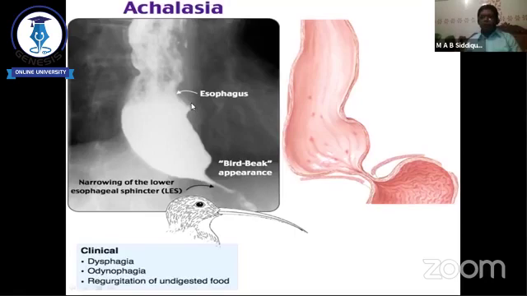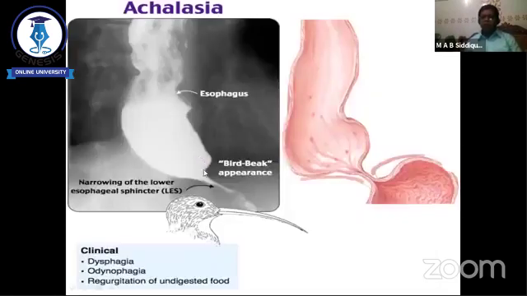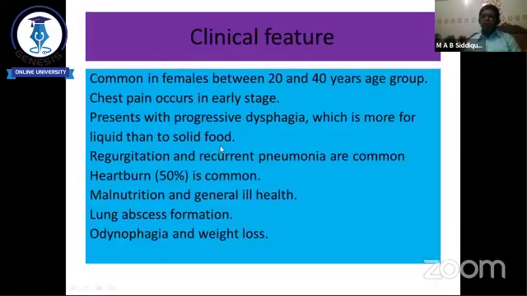Also, as this narrowing is in the middle portion, this is also called pencil tip or bird beak. And if we look at this picture, you can see that this narrowing is at the middle, and both sides are smooth, narrowing in the middle. So this is also called pencil tip.